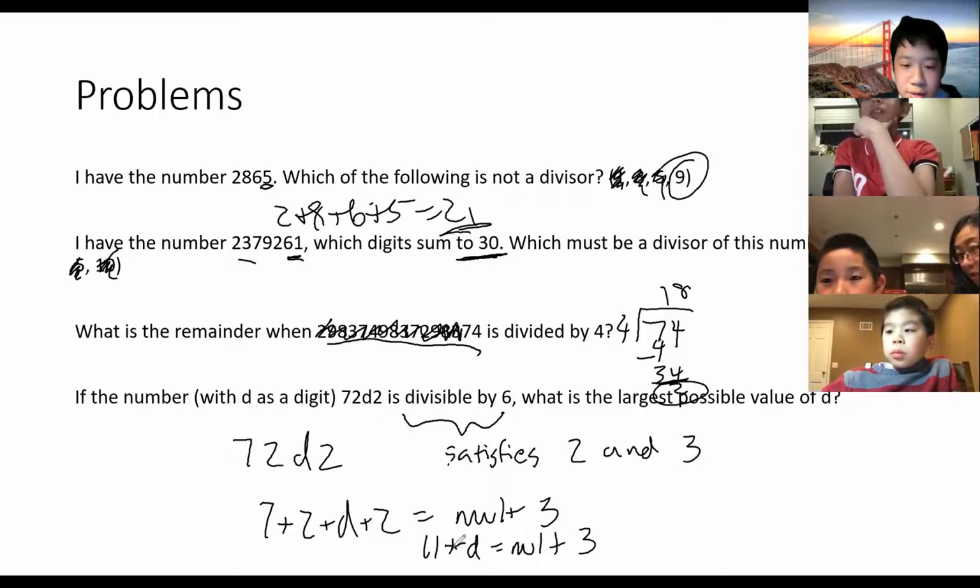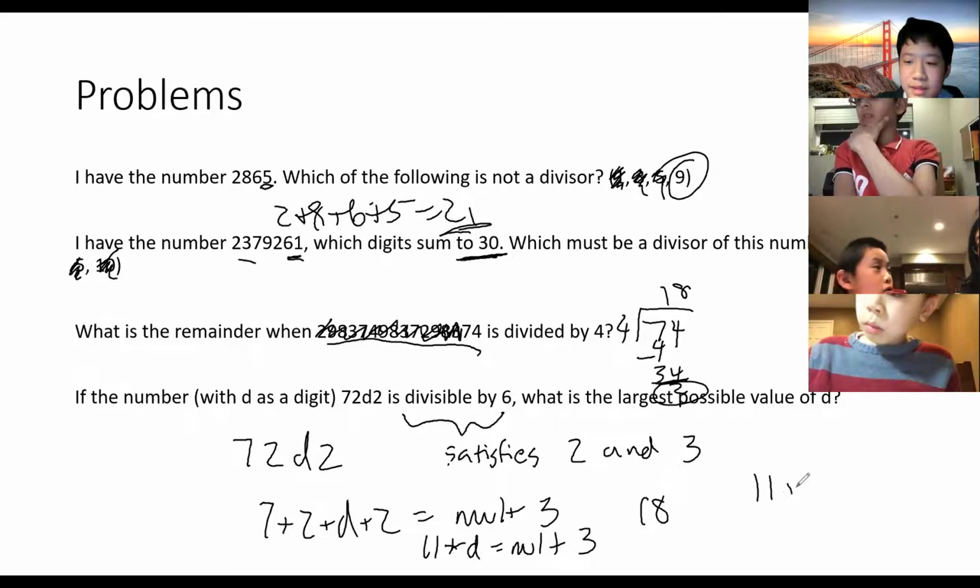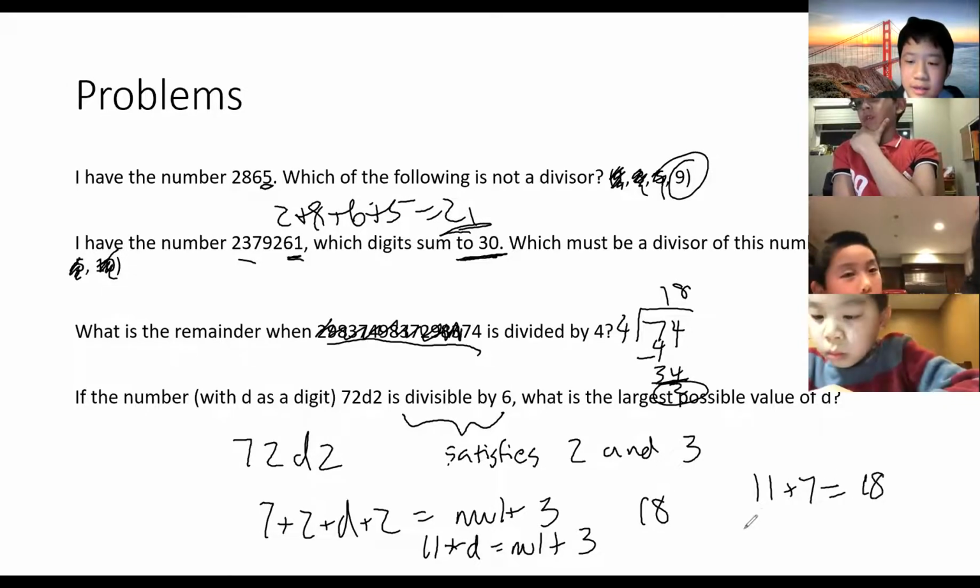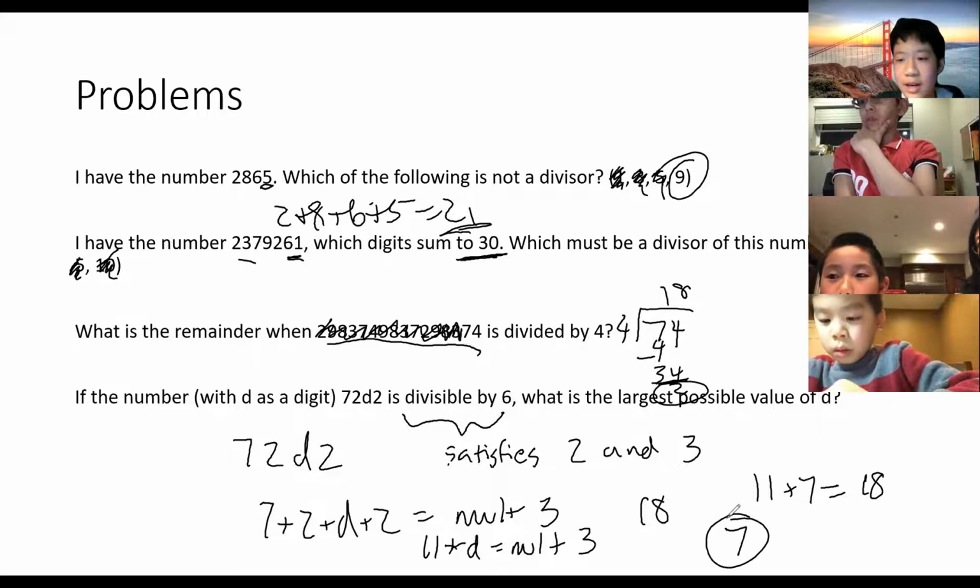If I want to get 18 as my multiple of 3, then d is going to be 7, right? Because 11 plus 7 equals 18. If d equals 7, that works, right?